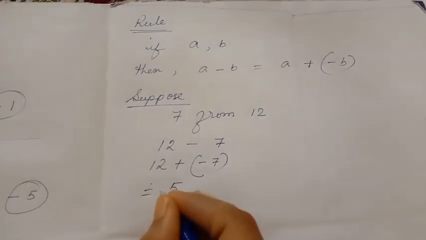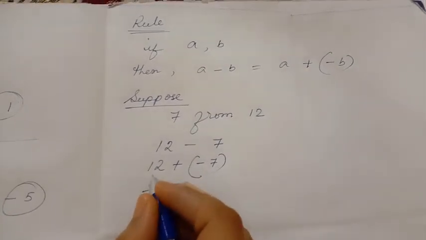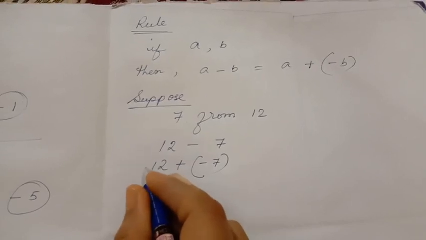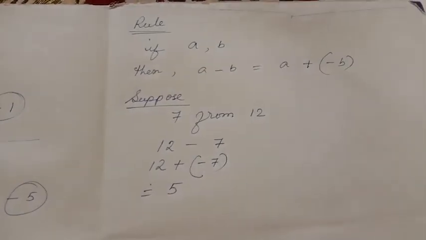But what will be the sign here? The sign of the larger integer, that is the 12 sign. So what is the sign of number 12? Positive. So here also positive.